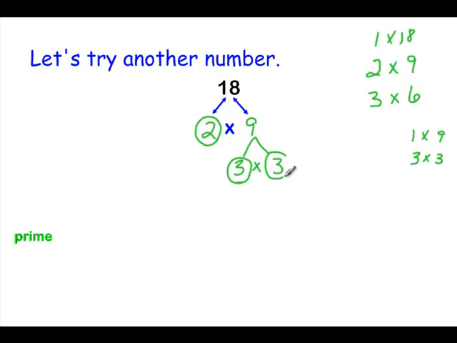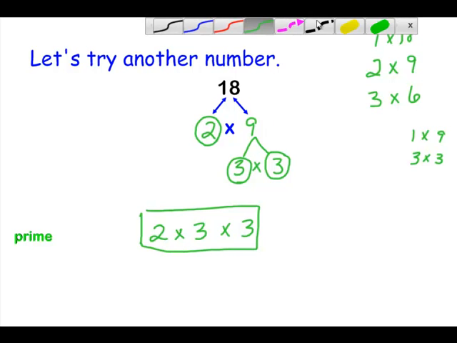They are both prime. Now you're not done. In order to do prime factorization correctly, we need to rewrite these prime numbers into a problem. 2 times 3 times that last 3. This is our prime factorization.